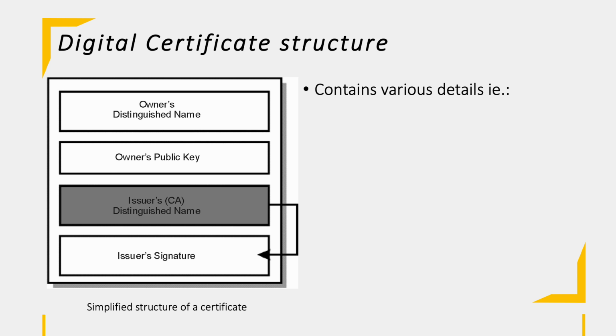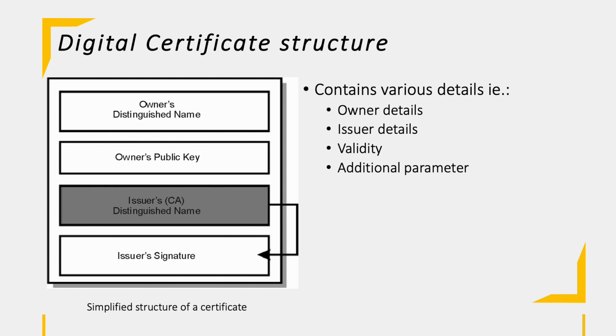The one you see on the left-hand side is a very simplified structure of the certificate, but it still contains the most important bits and pieces. For example, the owner's details: on top you have the owner's distinguished name and the public key. You have the issuer details, so the certificate authority's name, and the validity, so the lifetime of the certificate, when it expires, and many, many more additional parameters you can set within this kind of certificate.